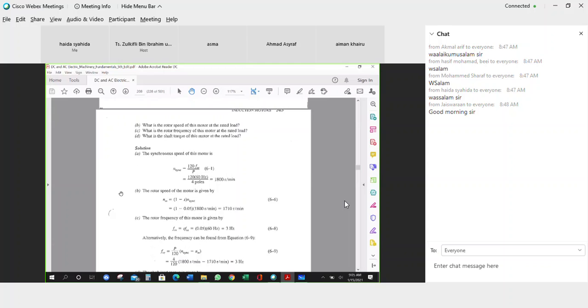So this is their solution. Only their solution uses the formula N synchronous equals 120 F stator divided by P. When you use this equation, your result will already be in revolutions per minute. But I prefer F and P, since it is better to use the base unit, the SI unit. So it's up to you if you want to use this one or to use F equals N P. Okay.